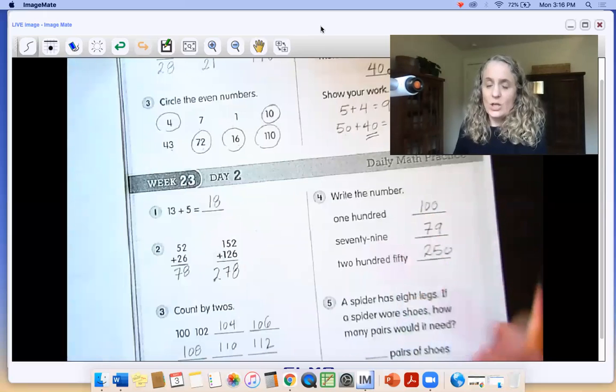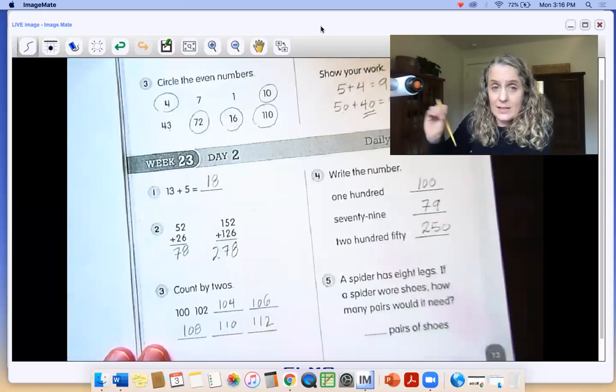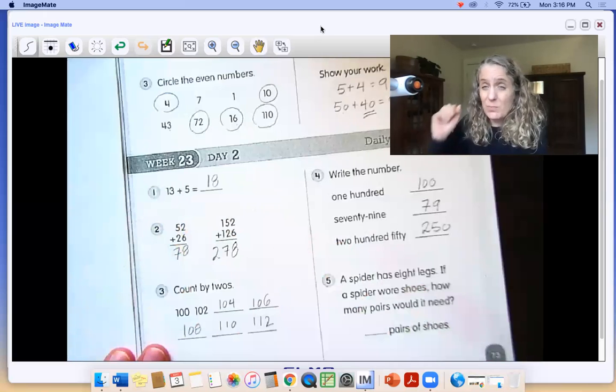179, 250. Remember, you're correcting, so if you had something wrong, correct it, and be sure you put a star next to all these that you're getting correct, okay? And you can always pause me if I go too fast or go back.